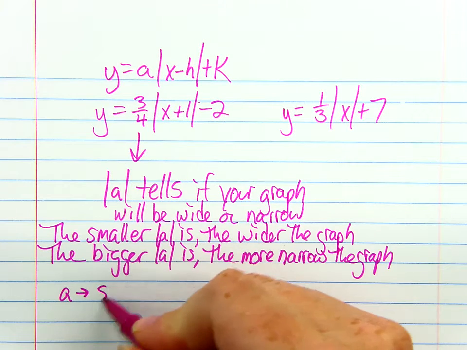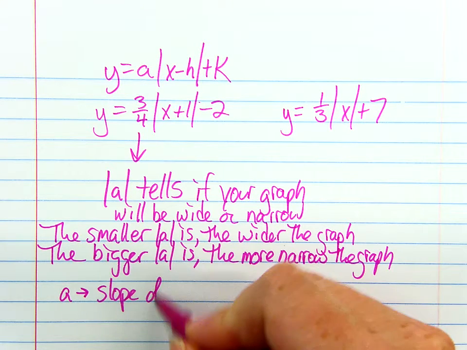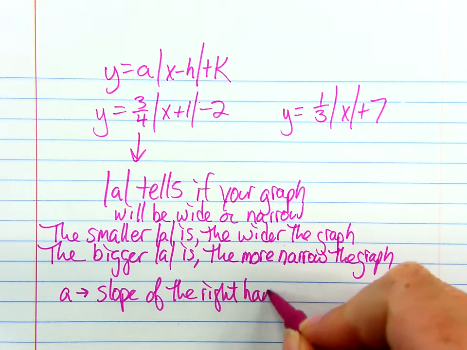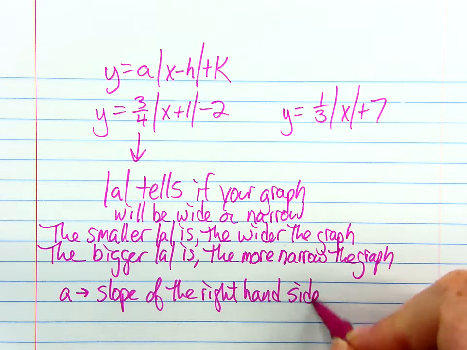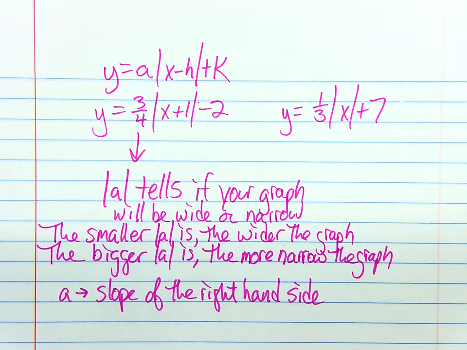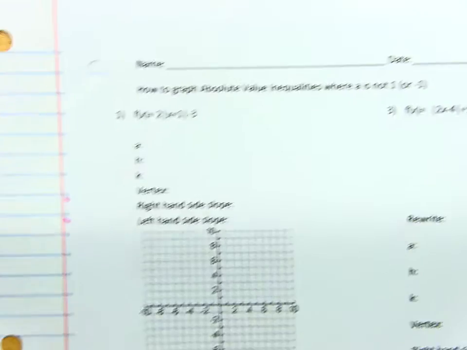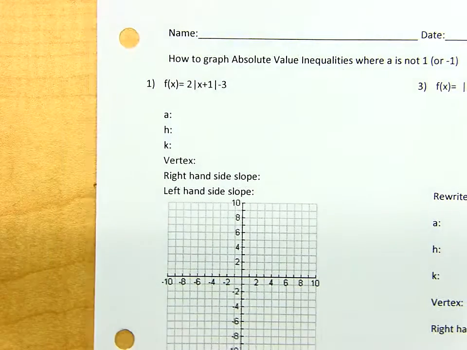So a is your slope of the right-hand side. So how do you get the left-hand side? Well, it's the exact same thing. You just mirror it over, so you just do the opposite. So let's put this to use. If you could take a look at the sheet that I just gave you. Let's take a look at this first one here.